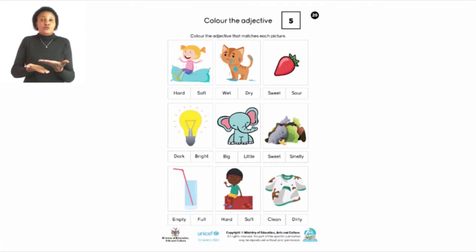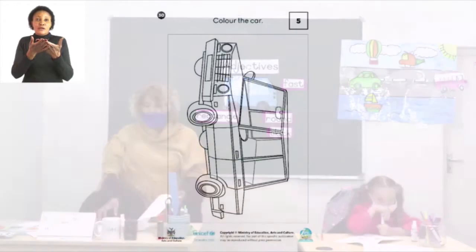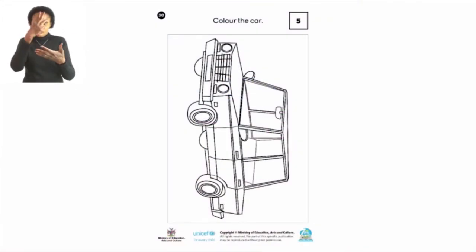Now let's turn to page 30. Turn to page 30. Oh, I'm so excited. Are you excited? I see a car. Now what you're going to do at home, this will be your homework. I know you are at home, but I want you to do this yourself. You have to color in this car. Just imagine it's your own car, color it in.